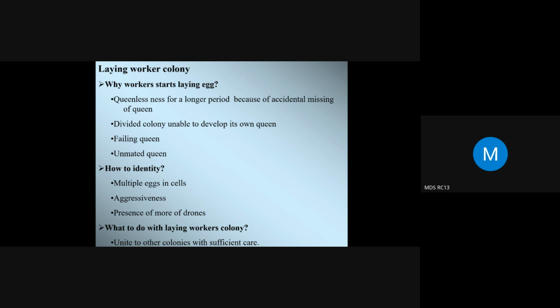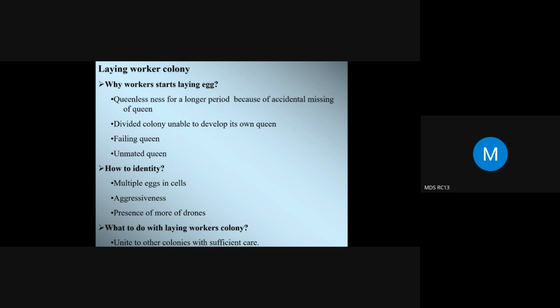So why do these workers start laying eggs in a condition of queenlessness for a longer period because of accidental missing of the queen? When the queen is absent for more than a few days, that is more than a week, then the workers start laying eggs, and a few fertile earlier eggs laid by the queen may be converted to queen cells, and workers start laying eggs to produce drone cells along with that. And that is the one condition while the queen is missing.